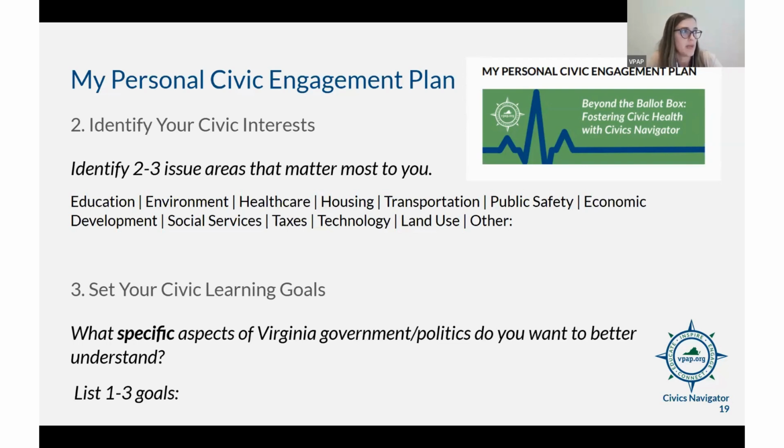So, maybe within the environment, you're really specifically concerned about conservation efforts in your area. Maybe you live in the Chesapeake Bay area or the Eastern Shore, or even within education, what levels are you most interested in? Because when we look at all the bills on education, there's a lot. There's K through 12, there's pre-K, there's higher ed, there's more policy-oriented stuff, there's more sort of brass tacks, how things are implemented in schools. So beginning to get clear on what's important to you and how do you define that.